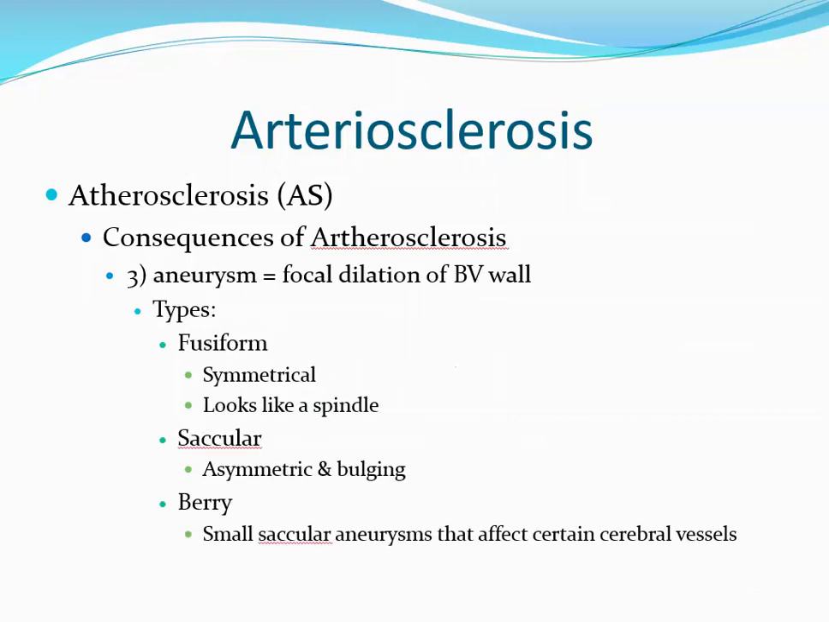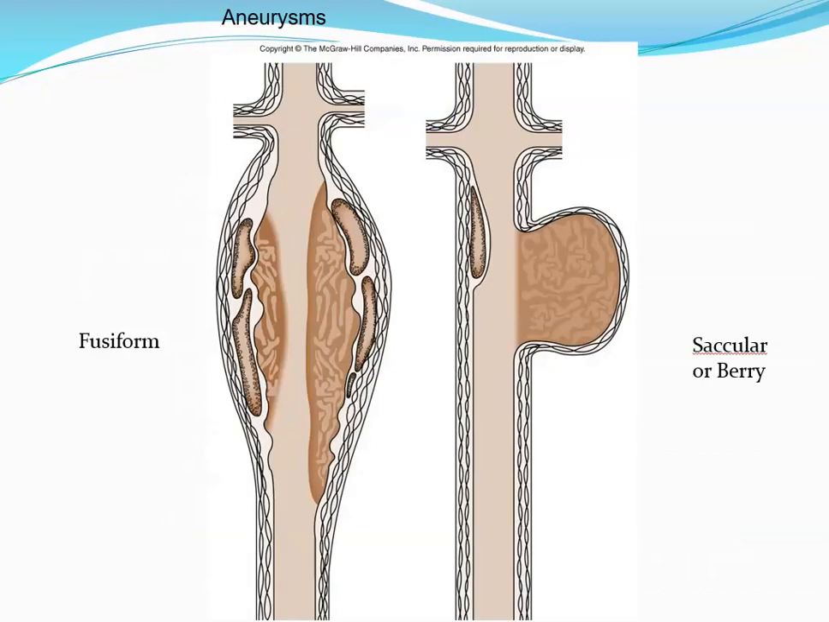Another consequence are aneurysms. This is a focal dilation of a blood vessel wall. Most arise in the aorta and its branches due to atherosclerotic damage. There are three basic types. Fusiform is very symmetrical, and it looks like a spindle. Saccular is asymmetric and bulging. And then berries are small saccular aneurysms that tend to affect primarily the cerebral vessels. This is just a picture illustrating the fusiform, the spindle shape, saccular, protruding, and then the smaller berries.